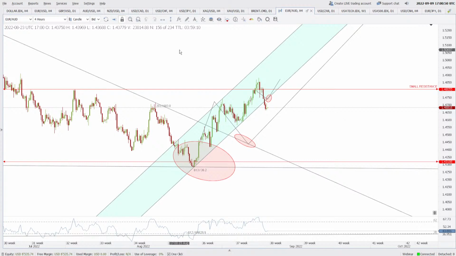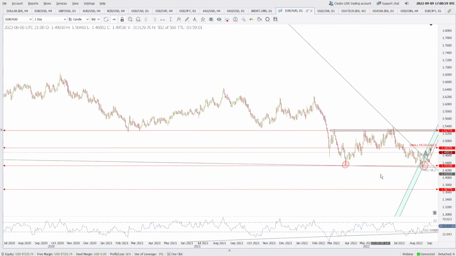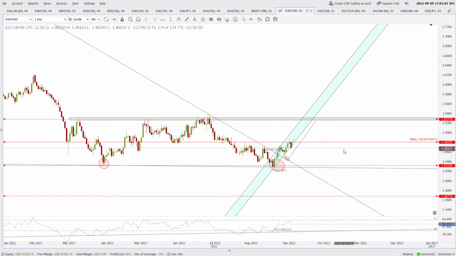So this is the Euro AUD. Till now, if we switch to one day or one week, you will know that this has started an uptrend here. And this was a small resistance as seen from the chart, 1.4805, but it did appear to be a small resistance.